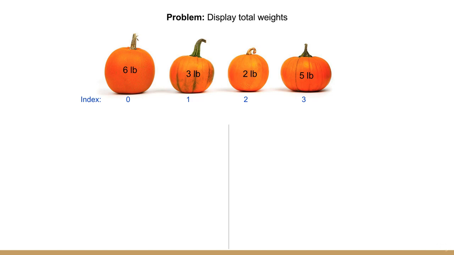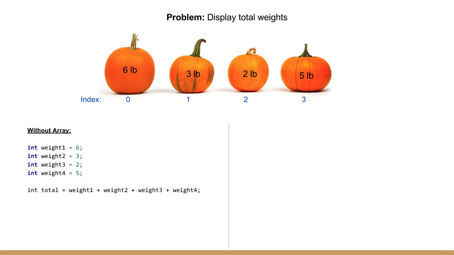Let's consider another example. Earlier we have simply displayed weights. Now we want to see total weights of all pumpkins. If we do not use array, we can get total weights by adding each variables together. Now think, if we had hundreds of pumpkins, it would become tedious to write all variables. Here array is the way to go.